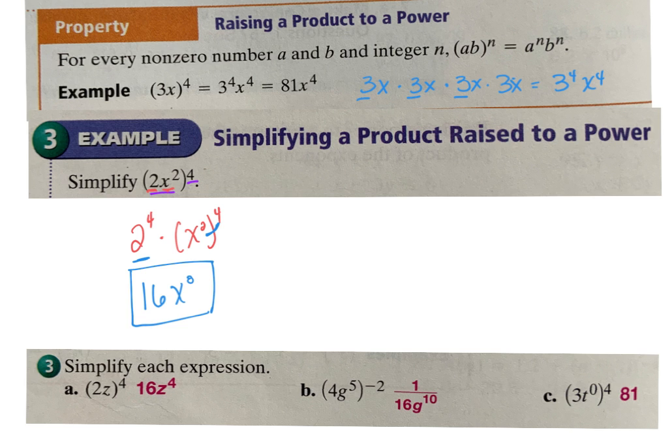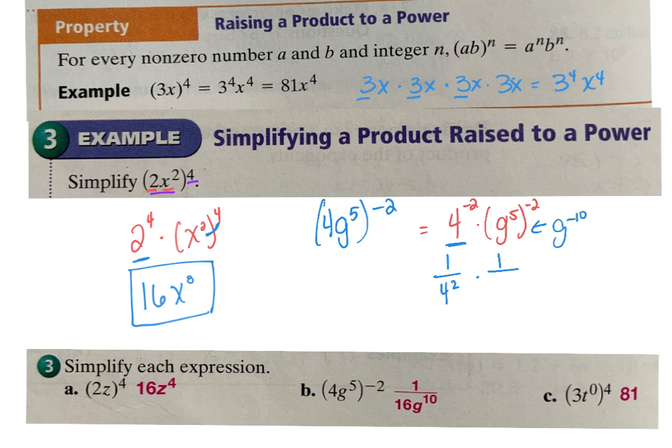All right, so for this one, we have 4g to the 5th, and all of that is taken to the negative 2 power. So I'm going to say 4 to the negative 2, and then I have g to the 5th to the negative 2. Remember, if it's to the negative power, it's going to go in the denominator. So 1 over 4 squared. This becomes g to the negative 10, so that's 1 over g to the 10th. And then I want to simplify my numbers. So I end up with 1 over 16 times 1 over g to the 10th, which gives me 1 over 16 g to the 10th. Make sense?